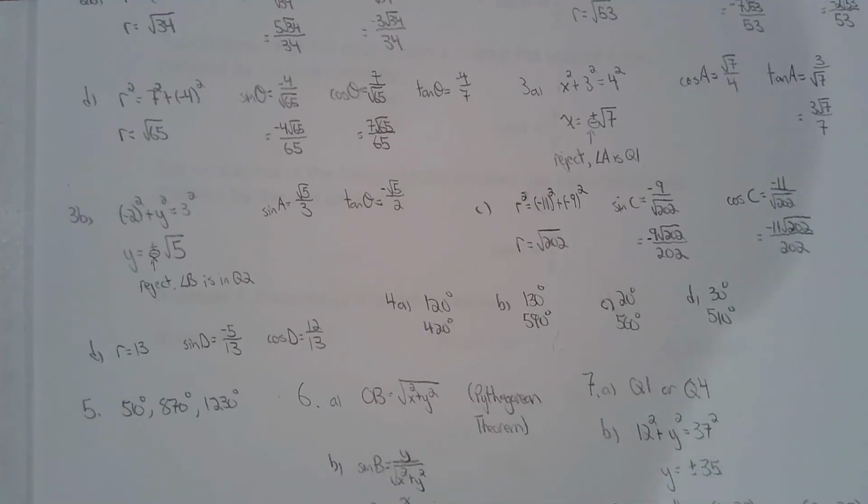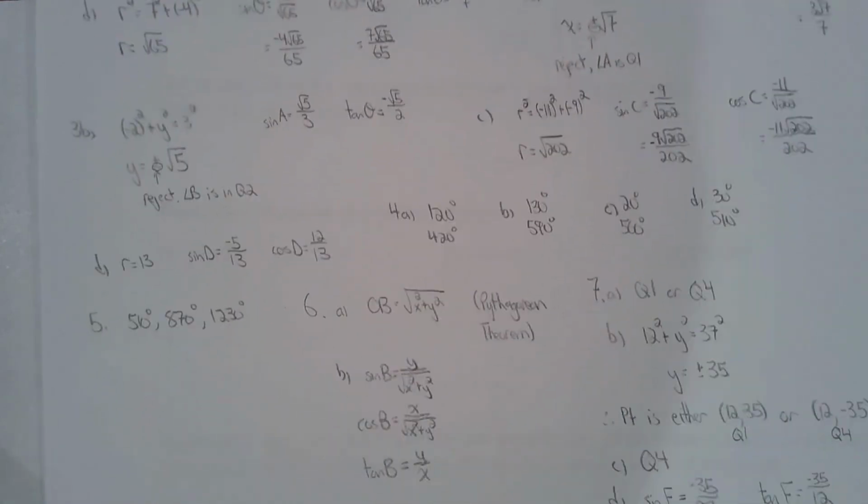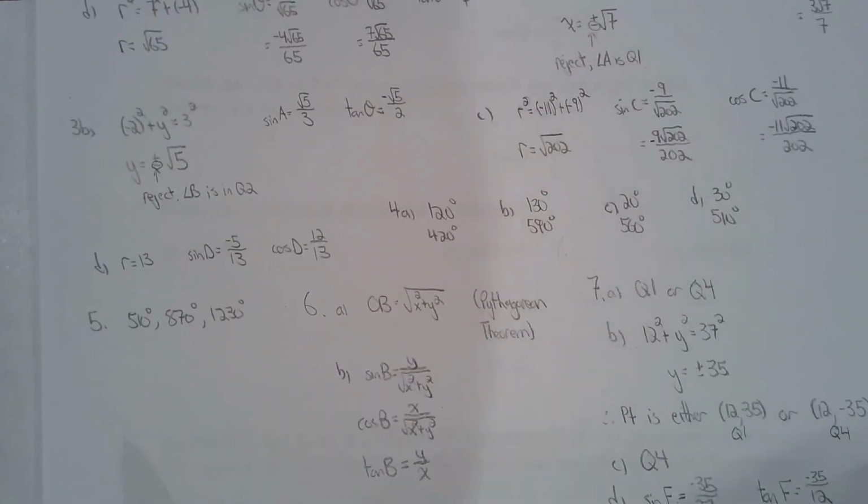I just establish whether the ratio is positive or negative and identify the reference angle, and I can find a different angle that will give us the same ratio. For question 5, determine any 3 positive angles that are coterminal with 150 degrees. So just add 360 or a multiple of 360 and you get the coterminal angles.